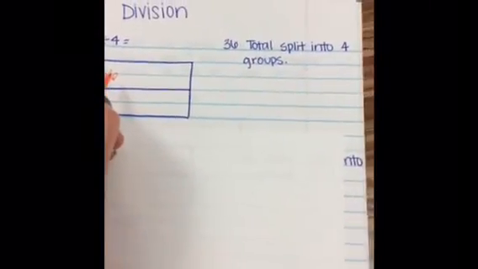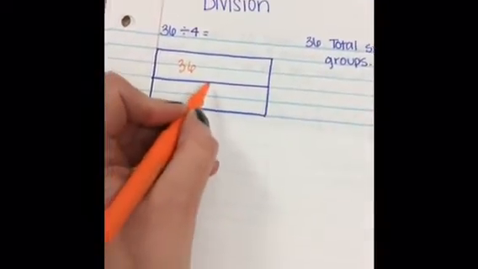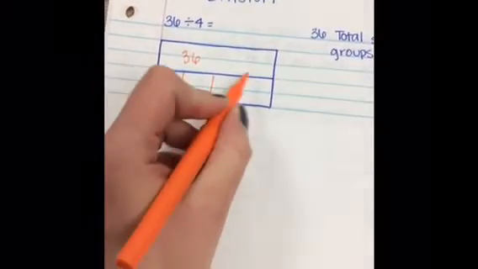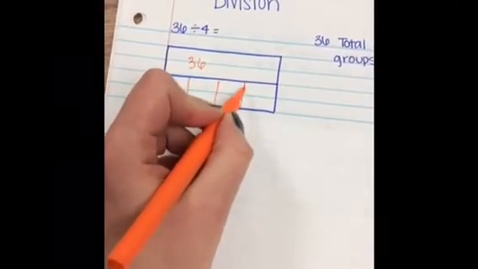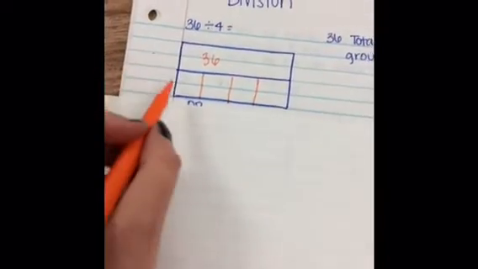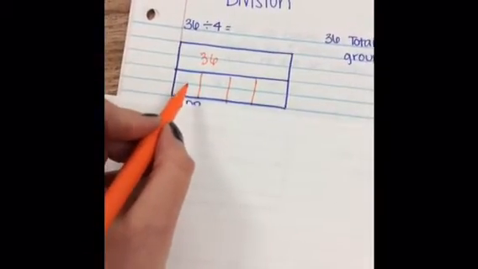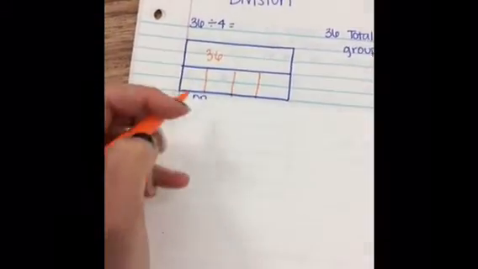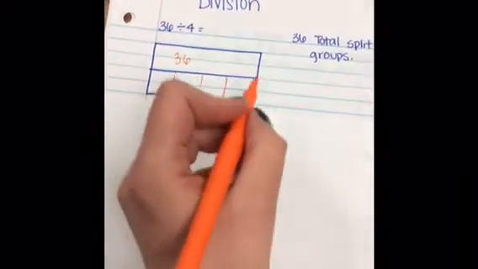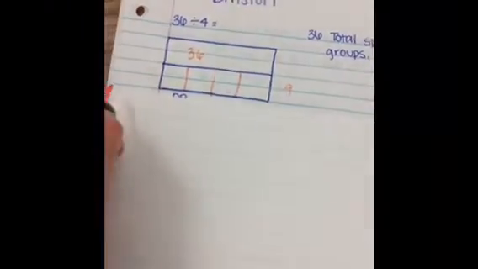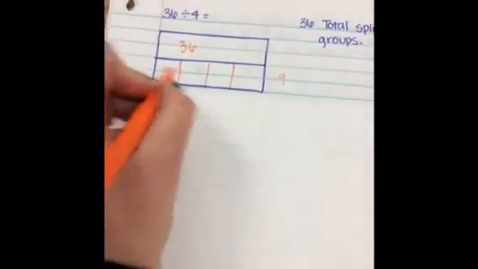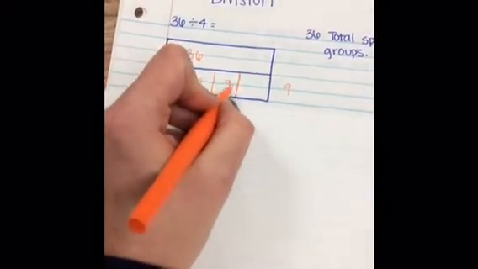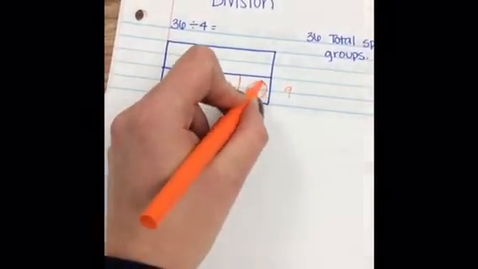If I'm splitting into 4 groups, then I'm given this. And I don't need to write 4 anywhere because there's 1, 2, 3, 4 groups. And now I have to discover what goes in each group. Okay, so 36 divided by 4 is 9. So 9 would go in each group. 9, 9, 9, 9. And that's how we find our answer.